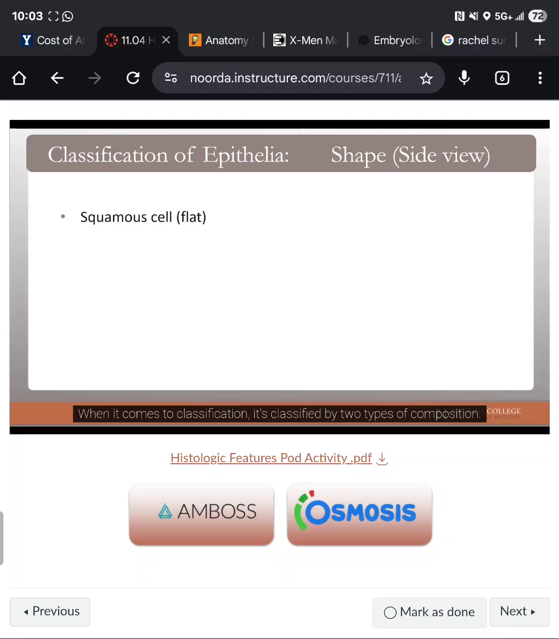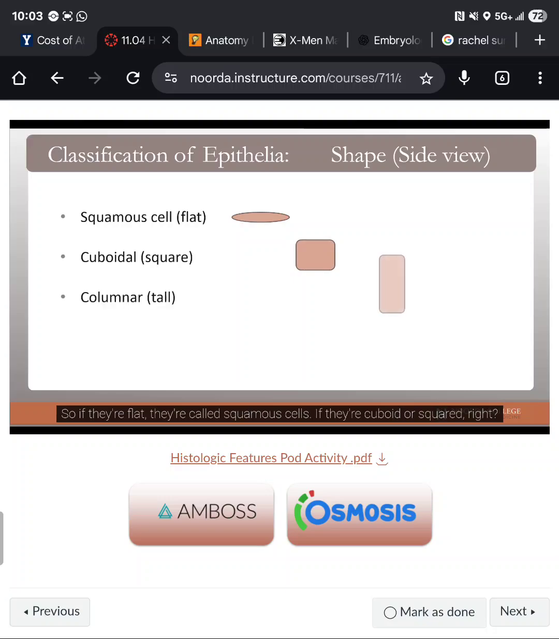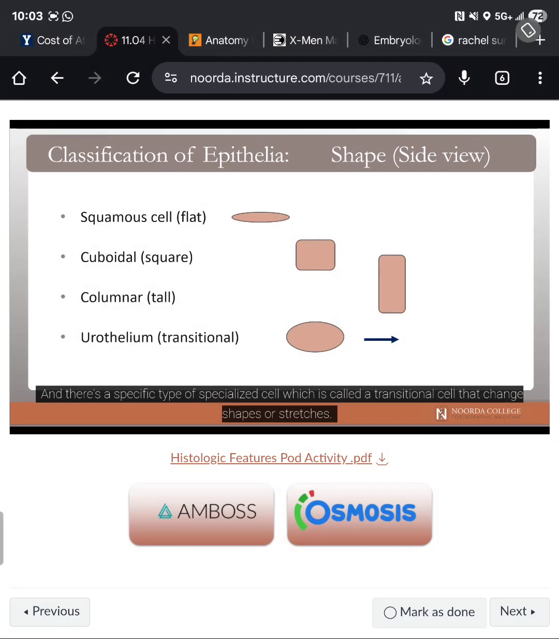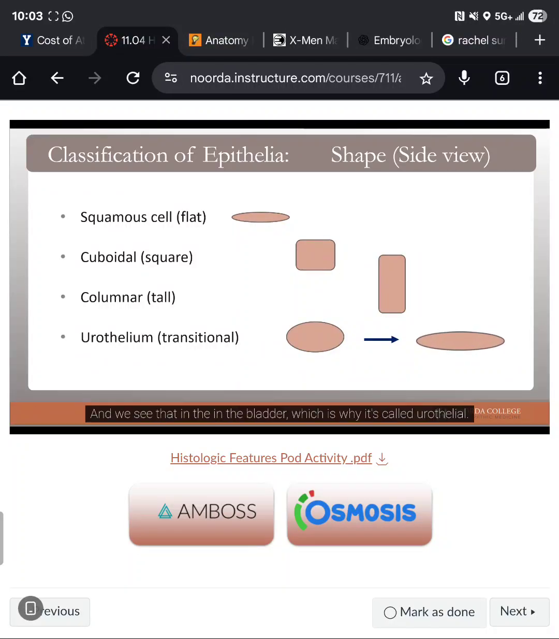When it comes to classification, it's classified by 2 types of composition. First, we look at the shape or the side view of the cell. If they're flat, they're called squamous cells. If they're cuboidal or squared, right? If they're tall, they're called columnar cells. And there's a specific type of specialized cell called a transitional cell that changes shape or stretches. We see that in the bladder, which is why it's called urothelium.